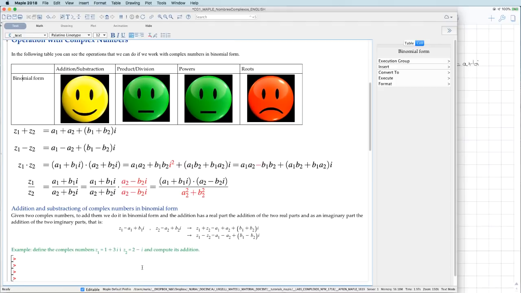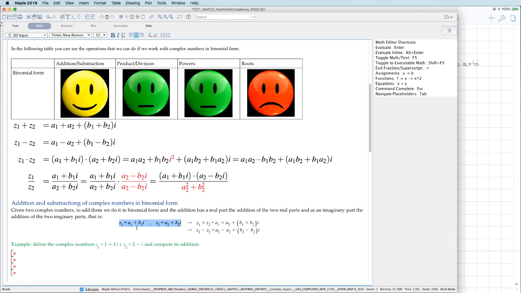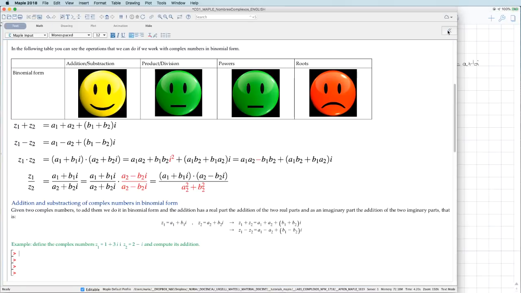So let's see how we add 2 complex numbers. Given 2 complex numbers like these ones, in order to add, we just add as if the i was a standard unknown. So it would be a1 plus a2 plus b1i plus b2i, and then we can take a common factor and we have the result. And if we subtract, this would be this minus this, so we would get a minus in front of a2 and a minus in front of b2.